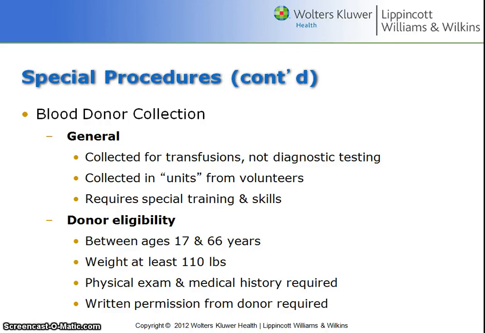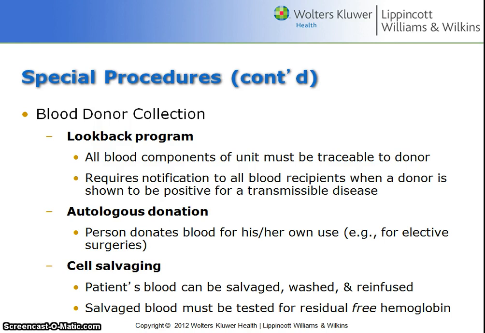Blood donor collection in general. It does require special training and skills. The donor eligibility requirements are listed right there. Make sure you're familiar with those. There's a look-back program. In other words, all blood components of a unit must be traceable to the donor. Requires notification to all blood recipients when a donor is shown to be positive for a transmissible disease.